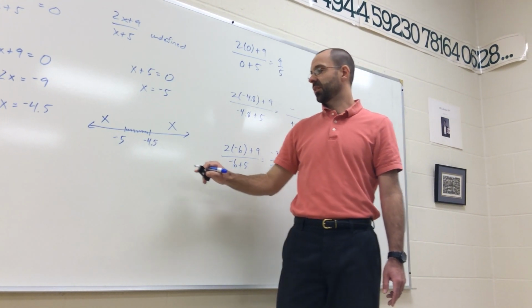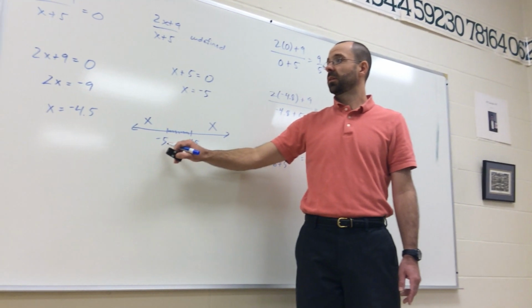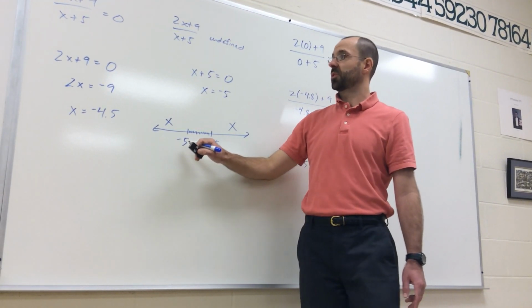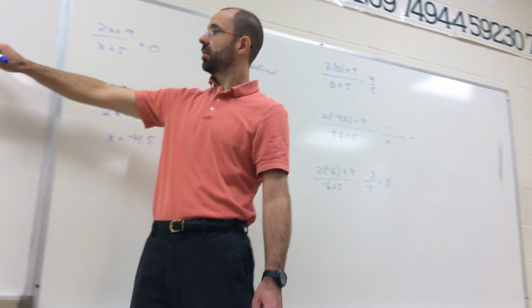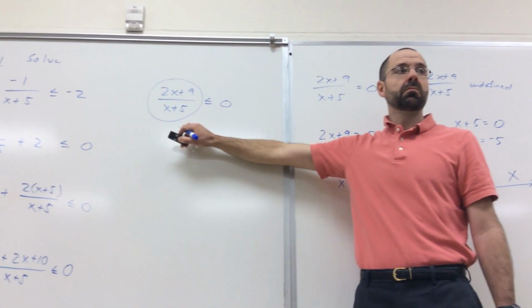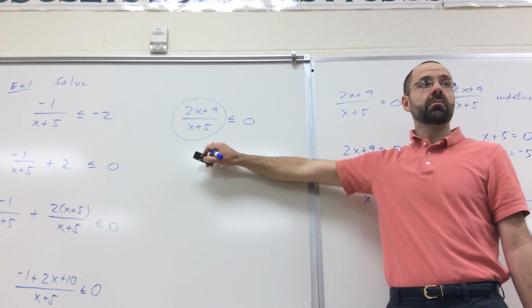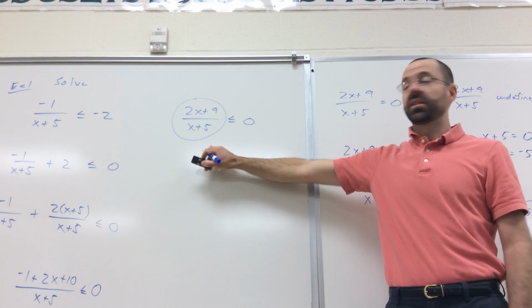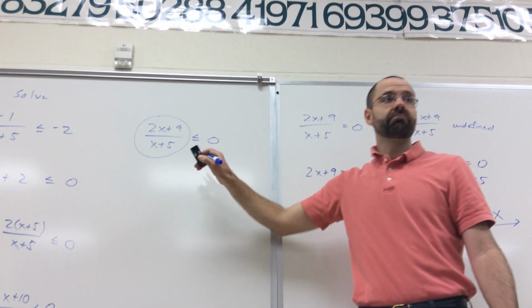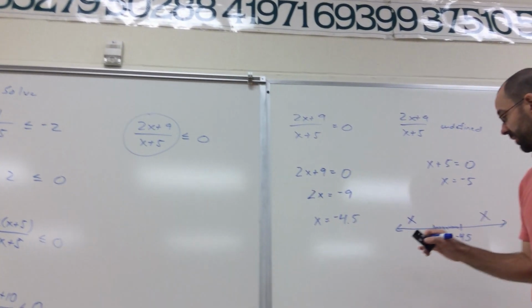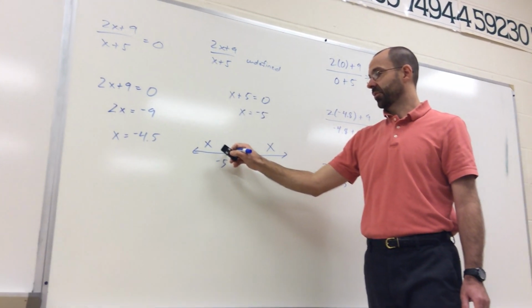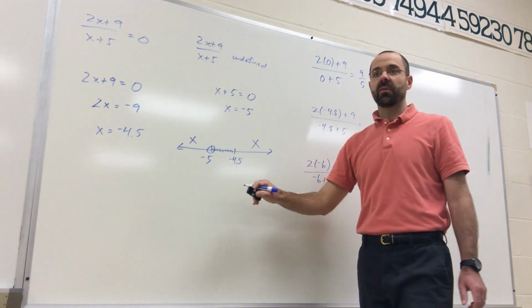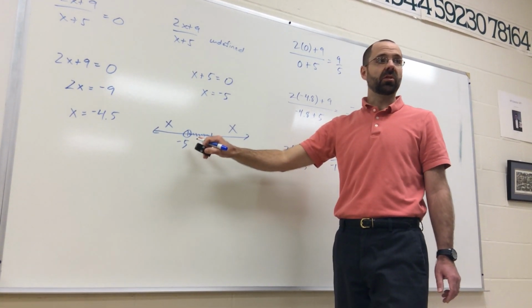Okay, now let's talk about negative 5. What happens when you plug negative 5 into here? You get does not exist, right? Or undefined. Is that less than 0? No, it's not. So that means negative 5 is not an answer. So to emphasize that, I'm going to put an open circle.